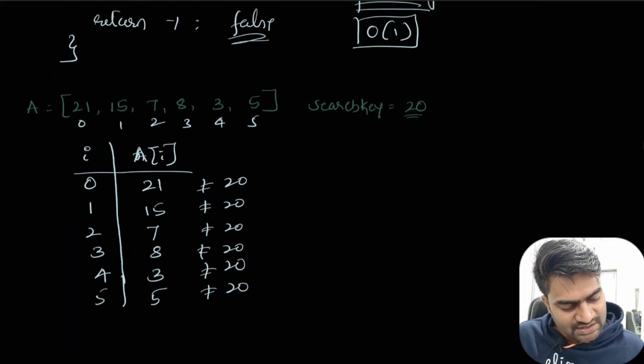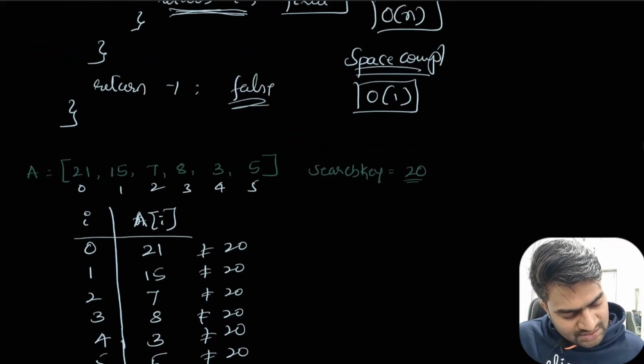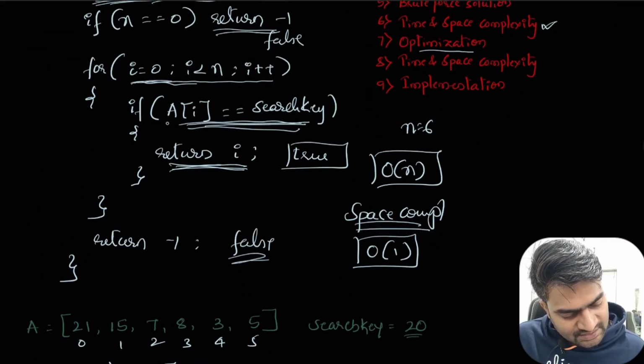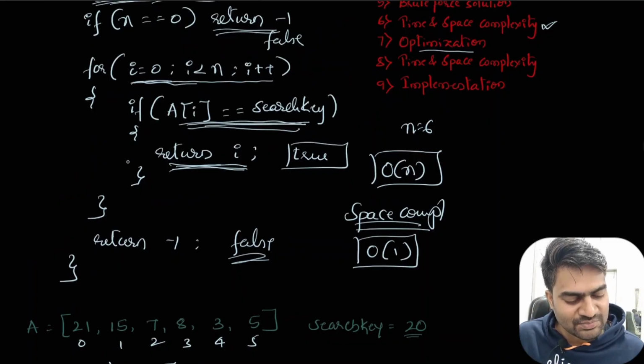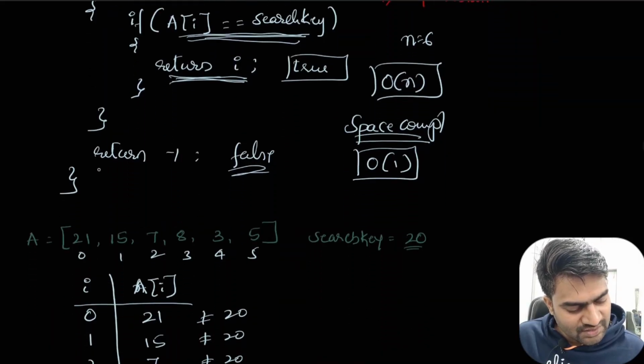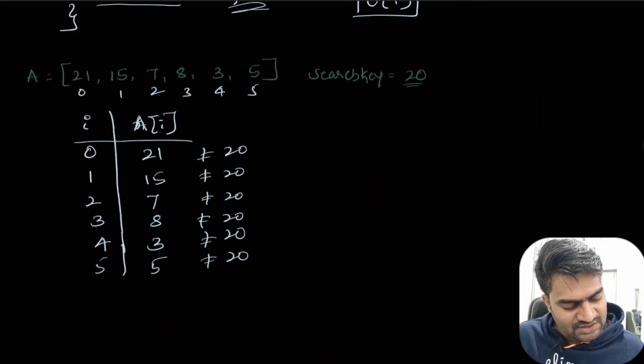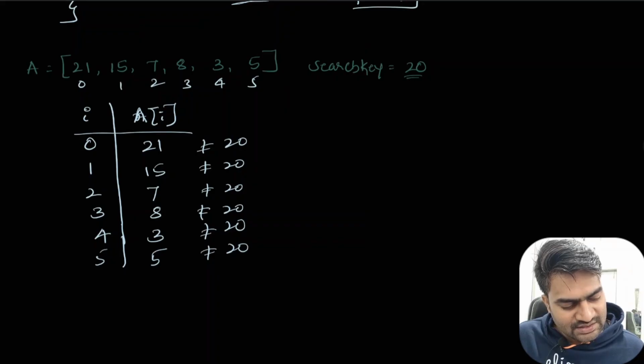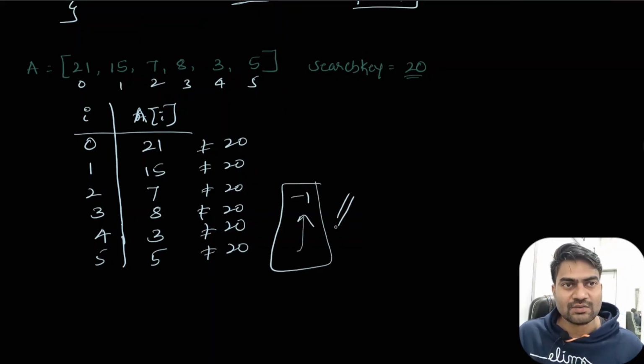Now if you see the code, if it finds the element anywhere, then only it will return that index. Otherwise it will simply complete this for loop, and finally it will return us -1. So it returns us -1 as the result. What does this mean? The element is not found in the array.